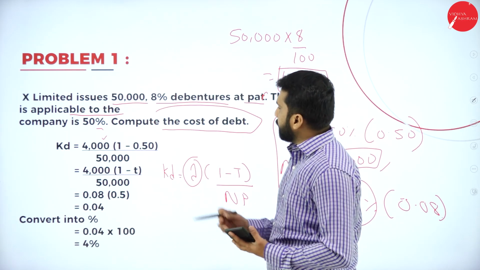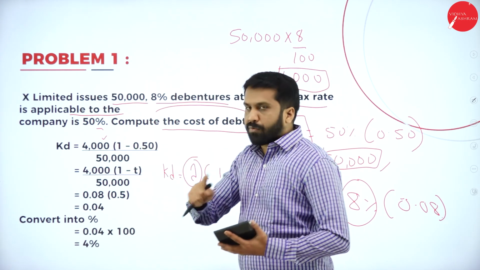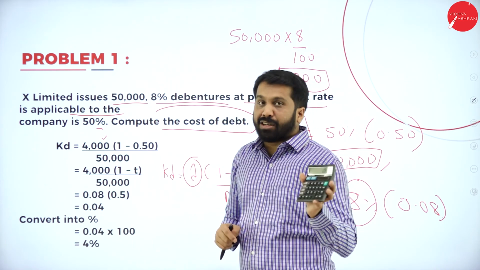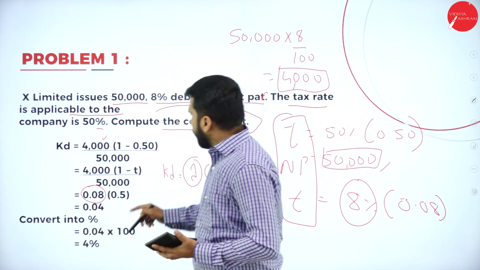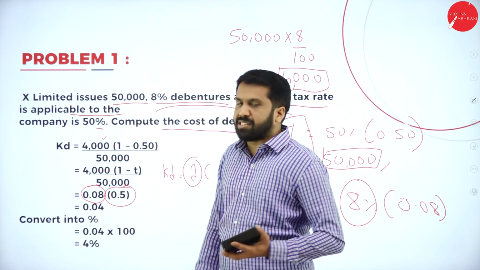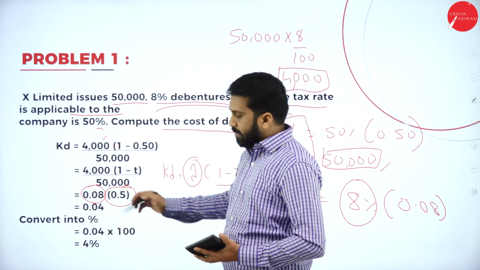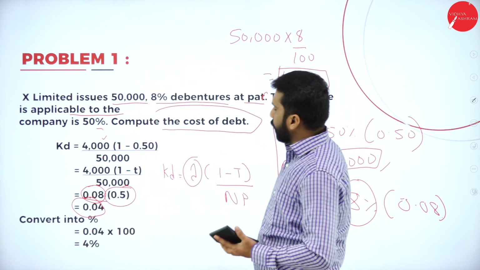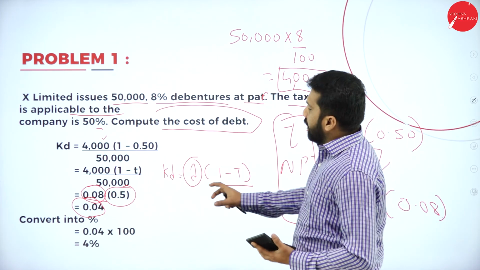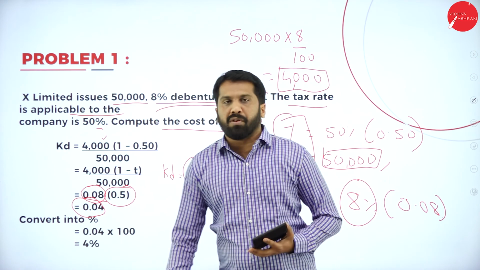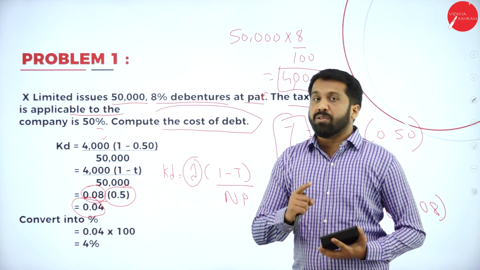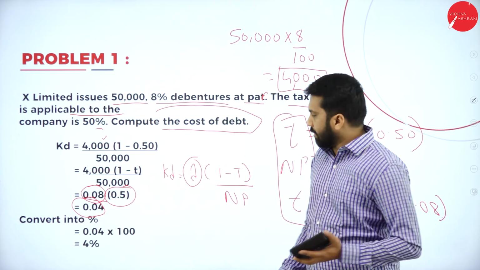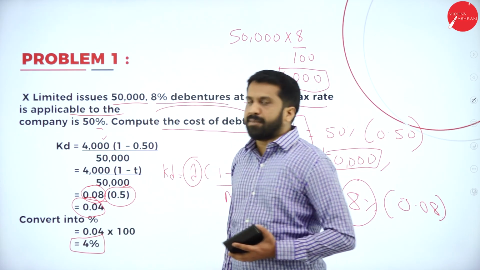Now, I'll calculate this. Whatever is in the bracket, we'll see later. 4,000 divided by 50,000, you get 0.08. 1 minus 50 paisa, how much will it be? It will be 0.5 only. So what is the final answer? Multiply this with 0.5. You got 0.04. If you finalize this, we don't want 0.04, we want a percentage. How to calculate percentage? Simple. 0.04 into 100, you will get the percentage. What is the percentage? 4% is the answer.